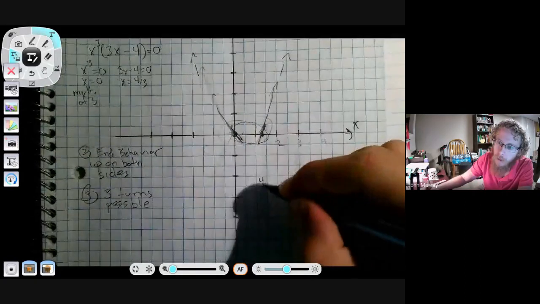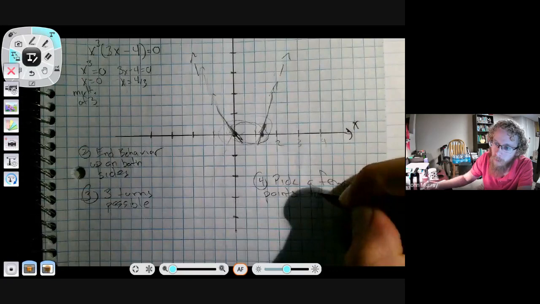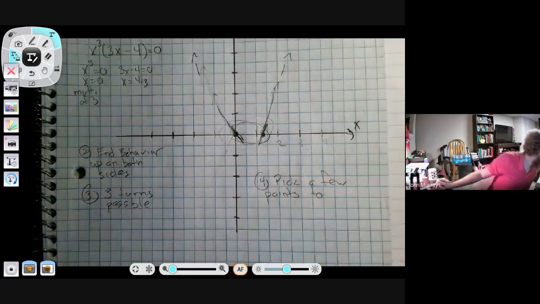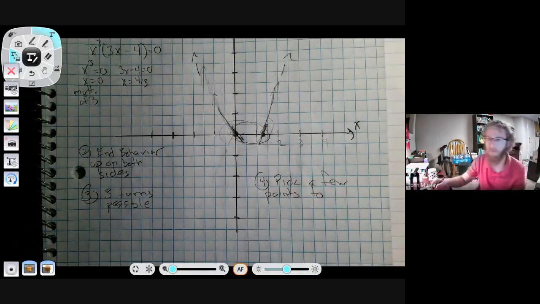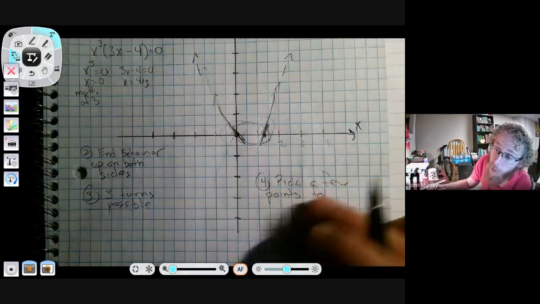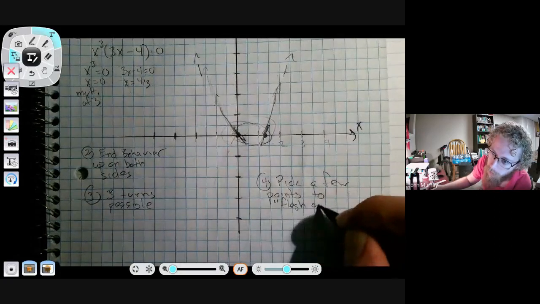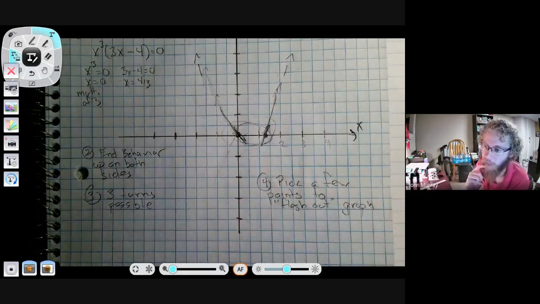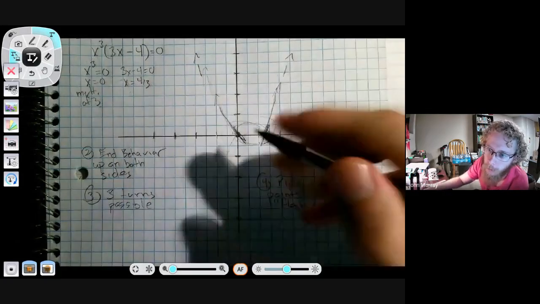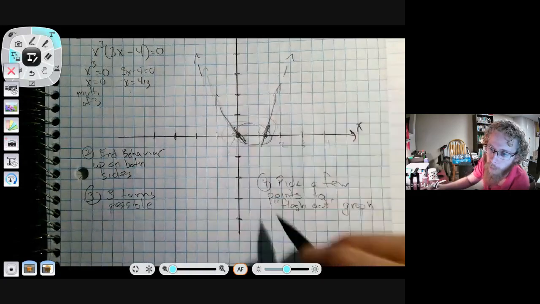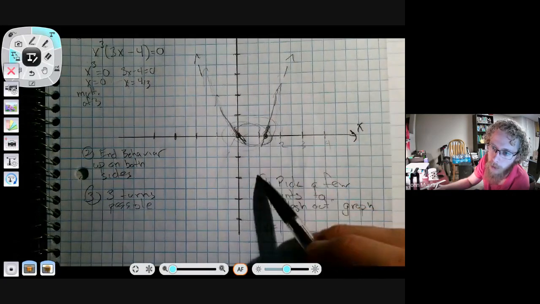So the last thing you're going to do is pick a few points to flesh out the graph. You could pick numbers on the outside if you want it more accurate. You can plug in 2. But like I said, we're just going to focus in between here. The first one I can pick is a really simple one, x equals 1. I don't know where x equals 1 is going to be. Is it going to be close to here? Is it going to be somewhere down here?